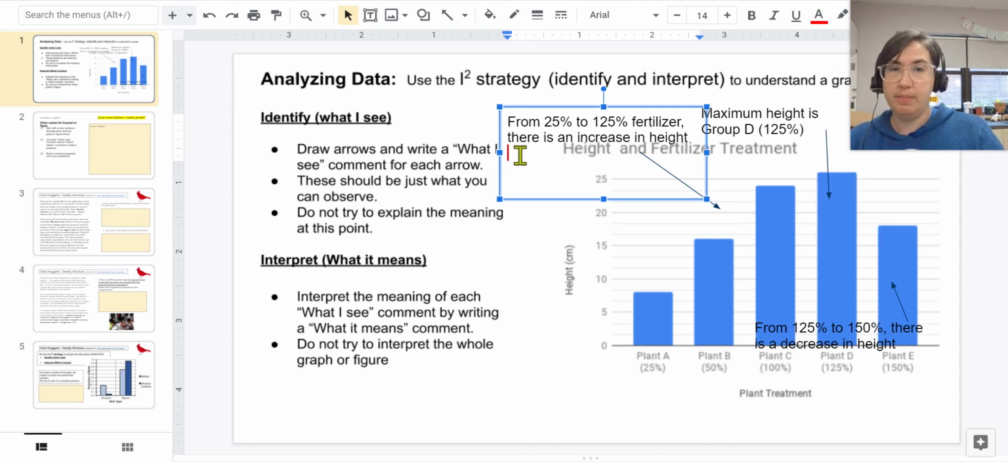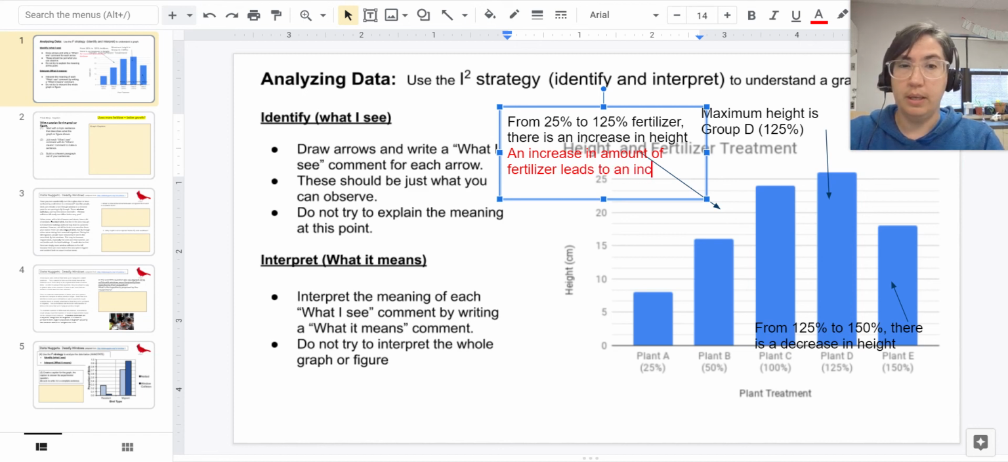All right, so what does this mean? An increase in amount of fertilizer leads to an increase in plant height, right? So that's my assumption, is that it's the increase in fertilizer that's making the plants grow higher.